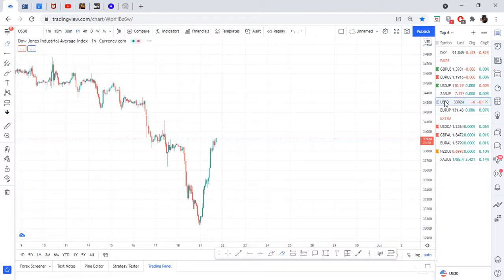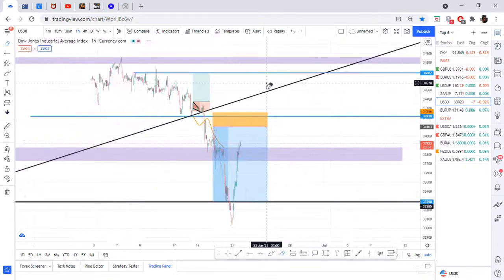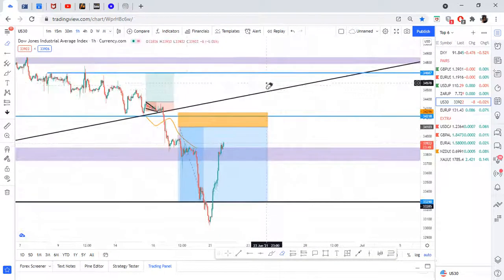Now US30, which I do not advise anybody to trade. Please, please, please don't. Especially if you're a beginner. Please, please, please don't.